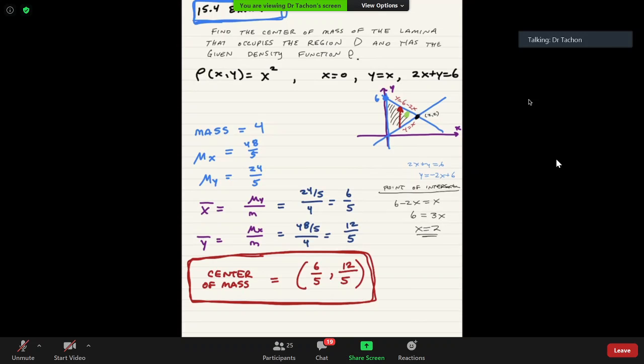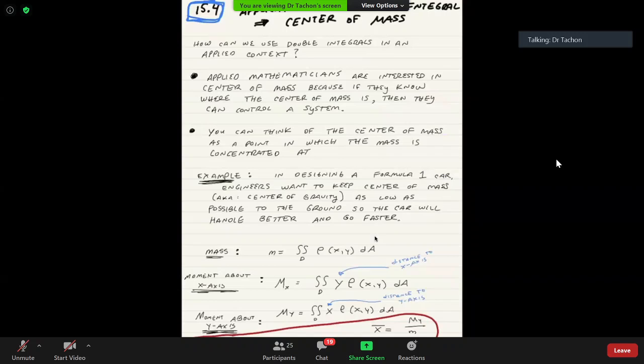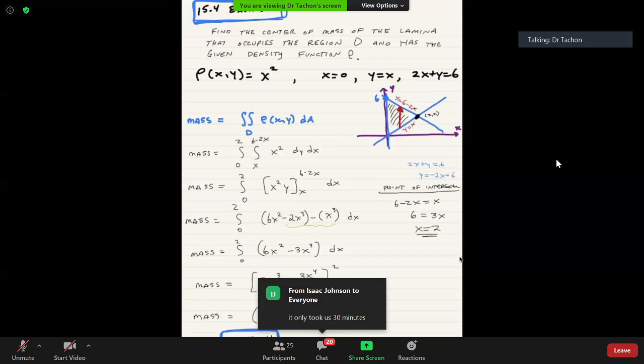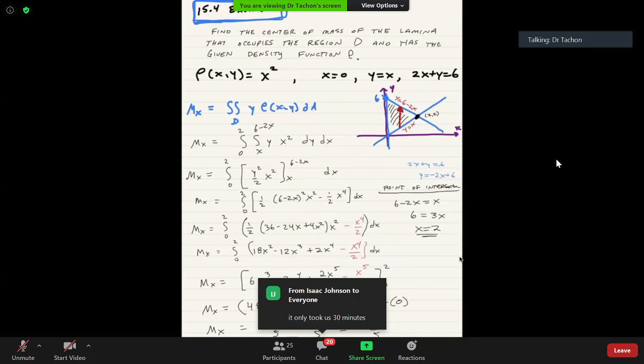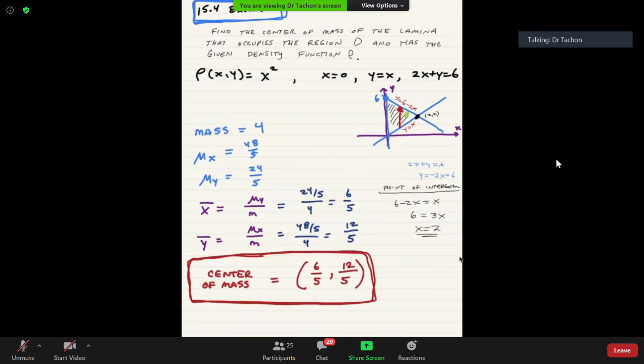Okay, there's your answer. So here's the center of mass problem. Center of mass, you got to find the mass, moments, put it together. So we found the mass on this page. It's 4. We found the first moment with respect to x is 48/5. We found the second moment with respect to y is 24/5. And we put it all together. Got our answer.